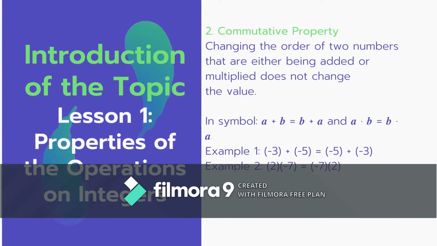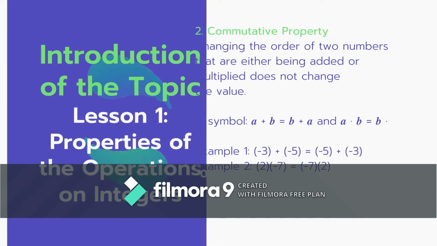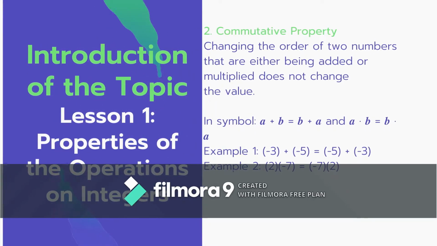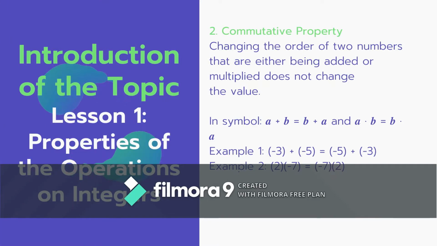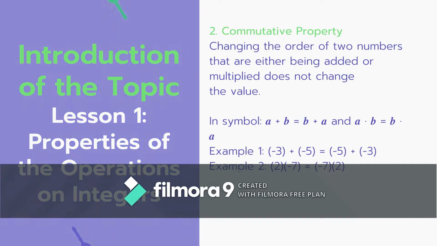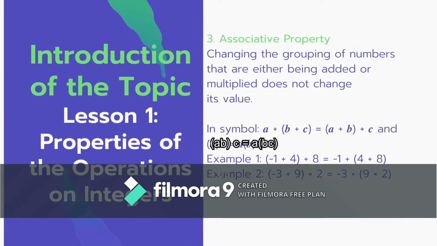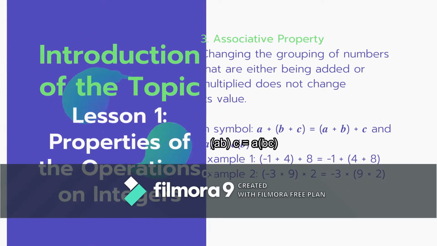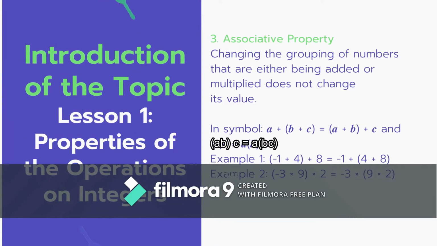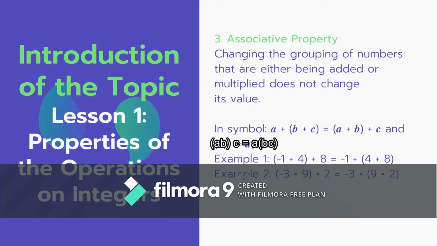Commutative property. Changing the order of two numbers that are either being added or multiplied does not change the value. In symbols, a plus b is equal to b plus a, and a times b is equal to b times a. Associative property. Changing the grouping of numbers that are either being added or multiplied does not change its value. In symbols, a plus b plus c is equal to a plus b plus c, and a times b times c is equal to a times b times c.